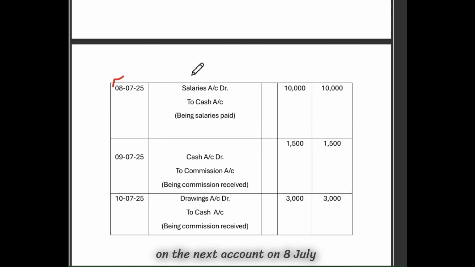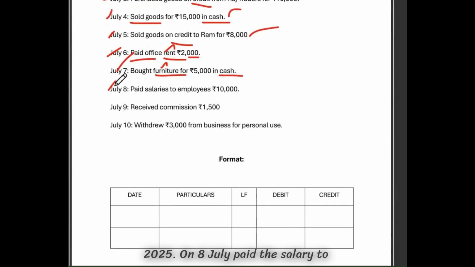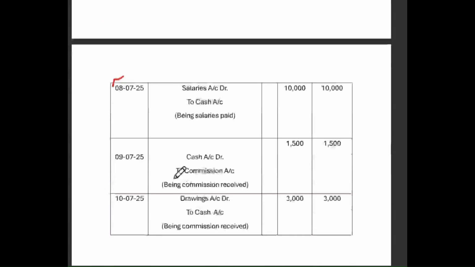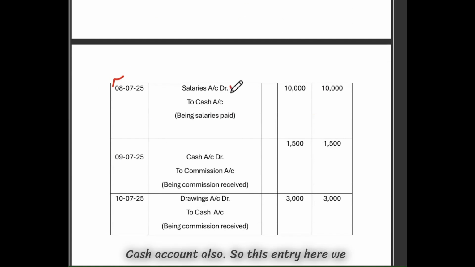The next transaction, on 8th July 2025: paid the salary to employees rupees 10,000. Here we have paid the salary to the employees, so we have a salary account. We pay the salary to the employees in cash, so we have a cash account also. In this entry we have to pay the salary, so salary is a debit account, and we have paid the salary using the cash account, so cash is a credit account. The amounts are 10,000 below.